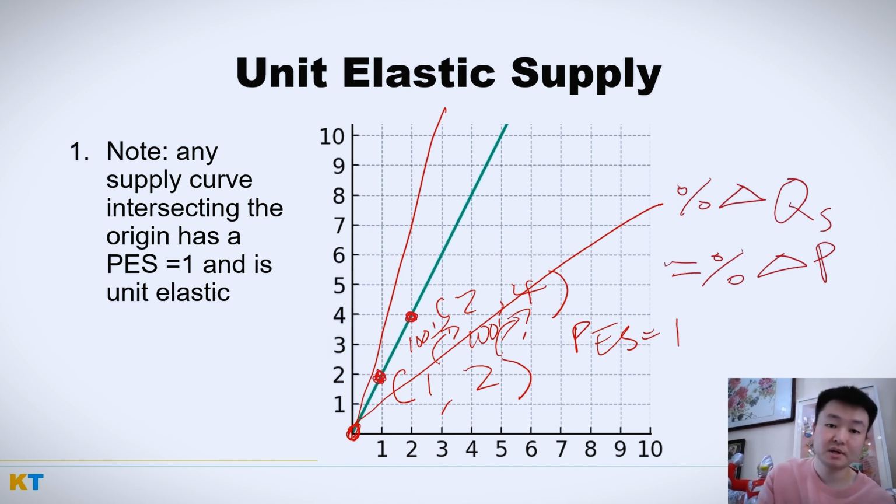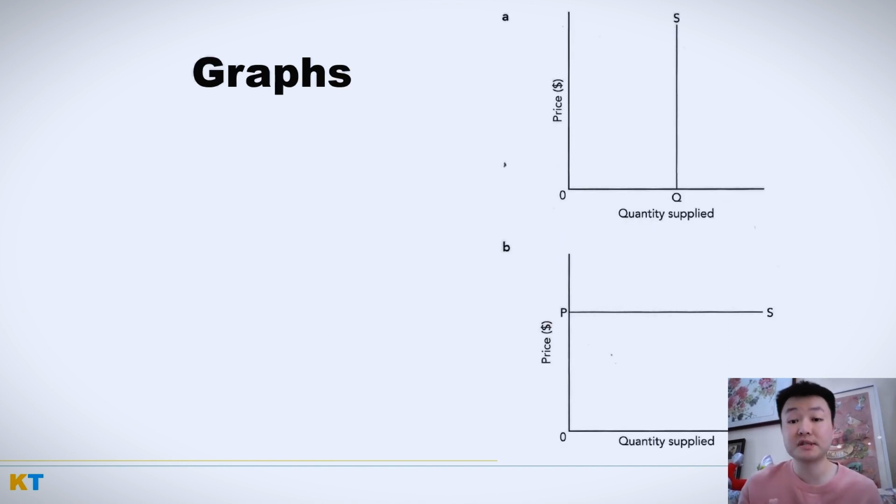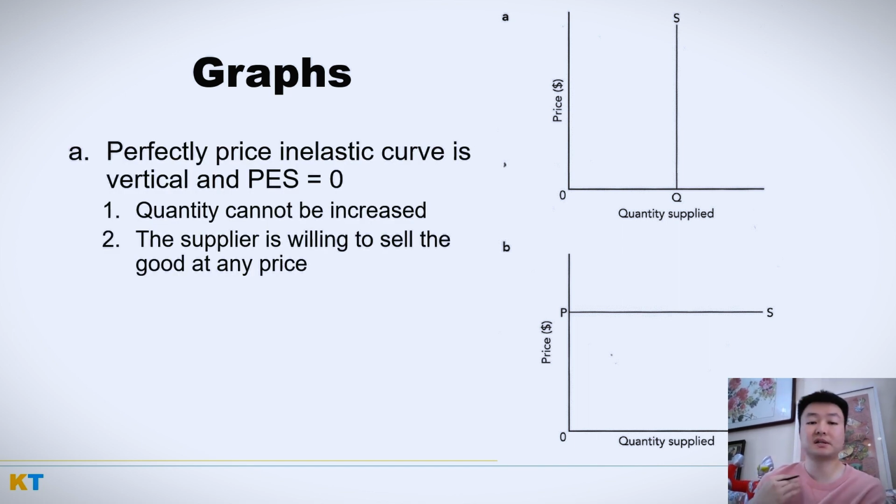Unit elastic supply. There are also two more extreme situations, and that is perfectly price inelastic. Just like a perfectly inelastic demand curve, the perfectly inelastic supply curve is vertical and our PES is equal to 0, right? That makes sense because there's no change in quantity for any change in price. In other words, the quantity cannot be increased. So conceptually, if you're thinking about goods for which the quantity cannot increase or decrease, for that matter, then theoretically, you have a perfectly inelastic supply curve.